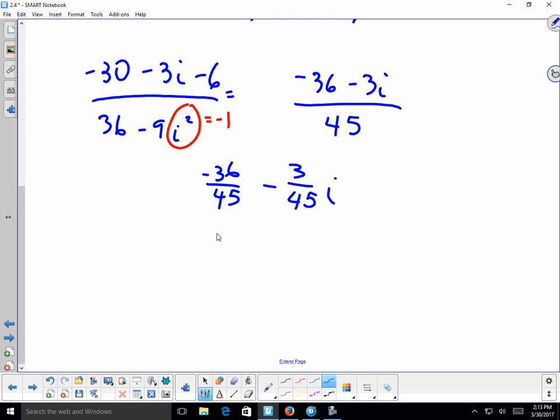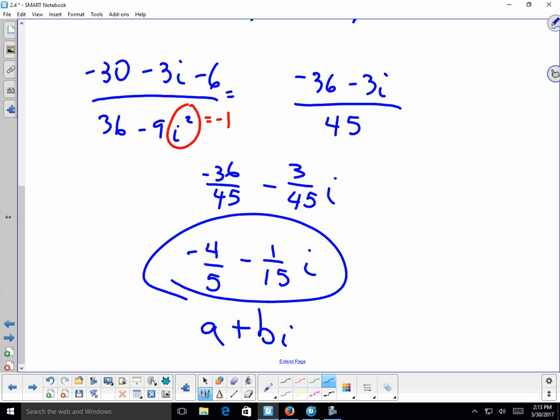So our a is this, which we can reduce to what? Is that negative 4/5? Yes, 9 goes into both of those. Does that look right? And then the 3 over 45 can reduce to 1/15i. So my a is negative 4/5, and my b is negative 1/15. Here's my answer. Does this look okay, Charles?